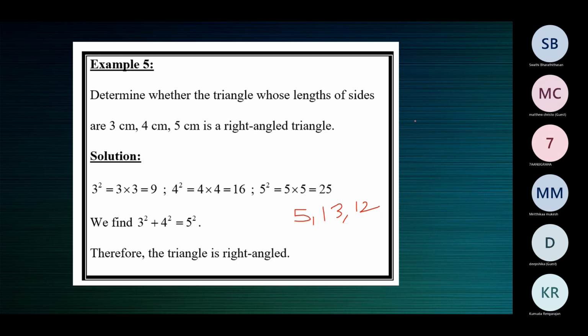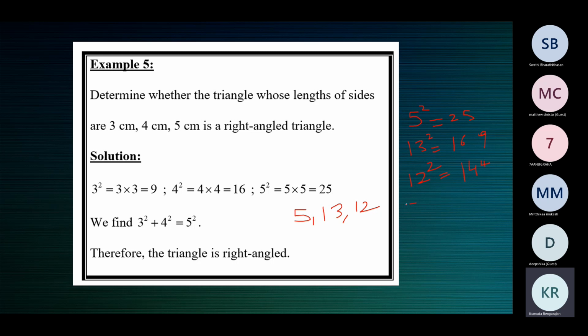Right. So we'll find 5 square. That's 25. We'll find 13 square. 13 into 13, which is 169. And we'll find 12 squared. 12 squared meaning 12 into 12, not 12 into 2. 12 into 12 is 144. So 5 square is 25, 13 square is 169, 12 square is 144.